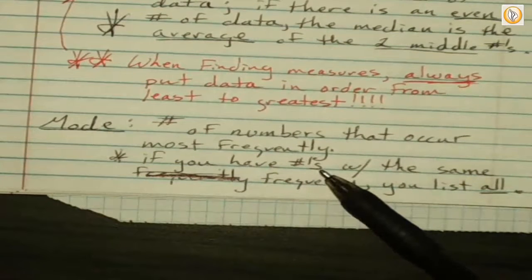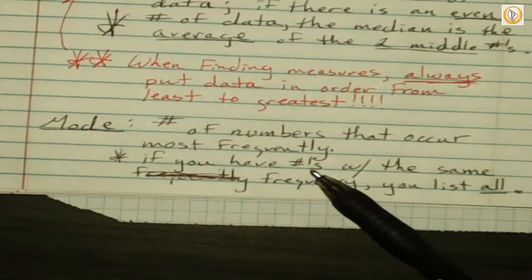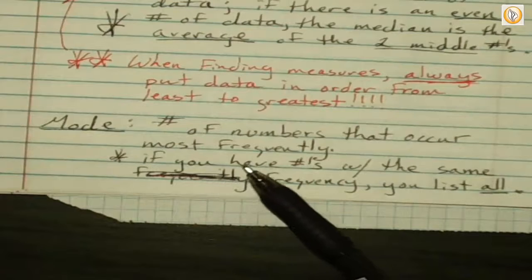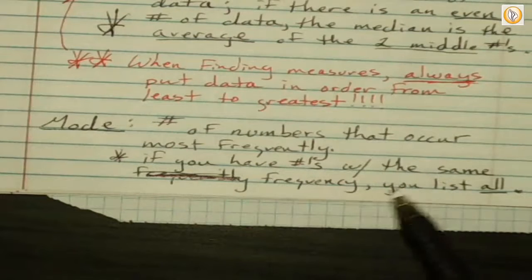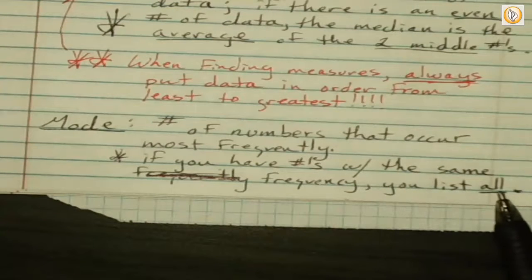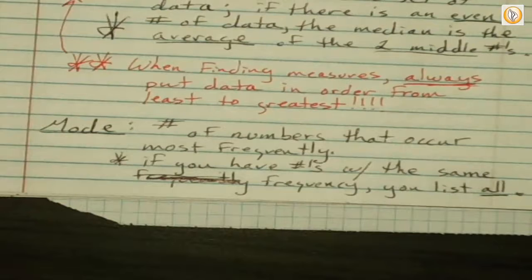If you have numbers with the same frequency, you list all, and I'll explain that. You may not have a mode. It may be that there's no mode, that all the numbers are completely different. So they'll say in your homework, what's the mode? Well, there is no mode. There are no repeating numbers.